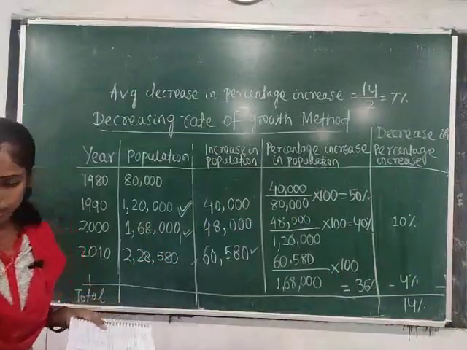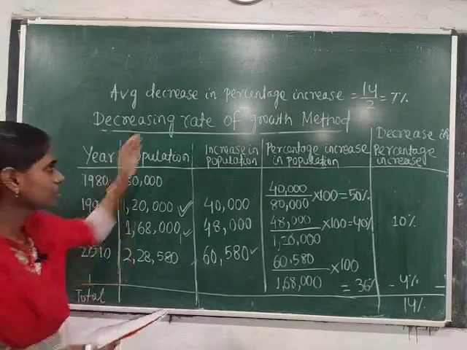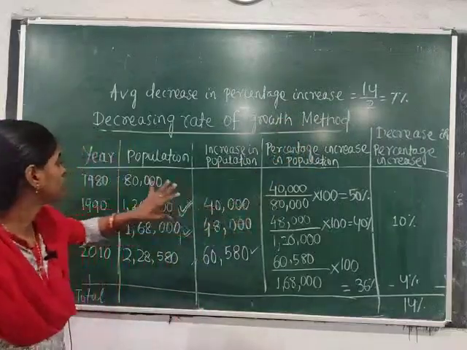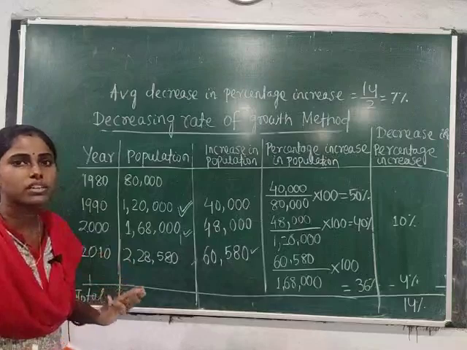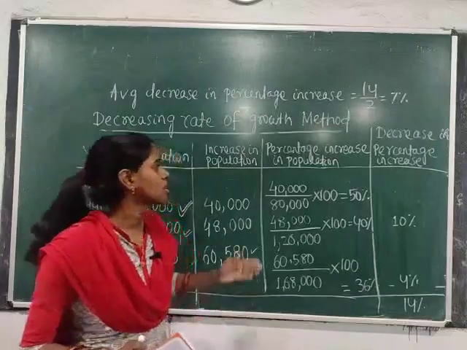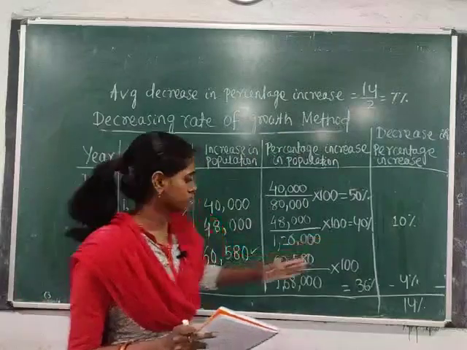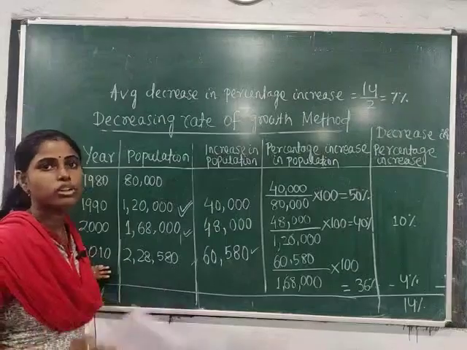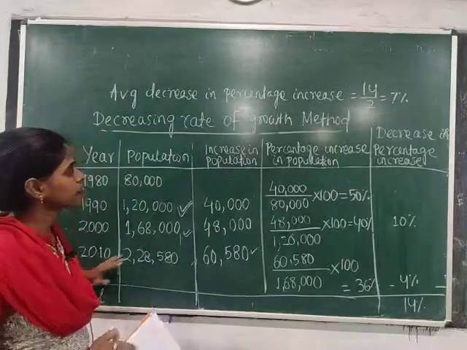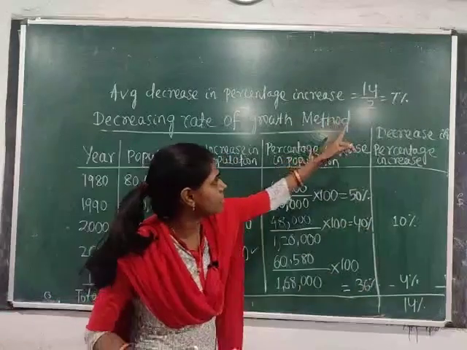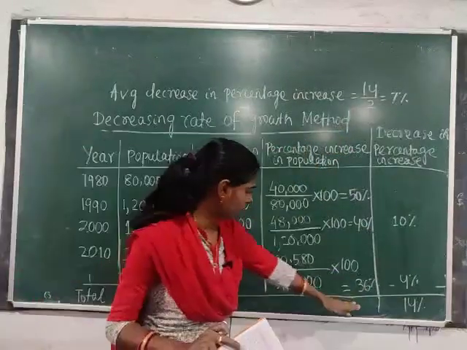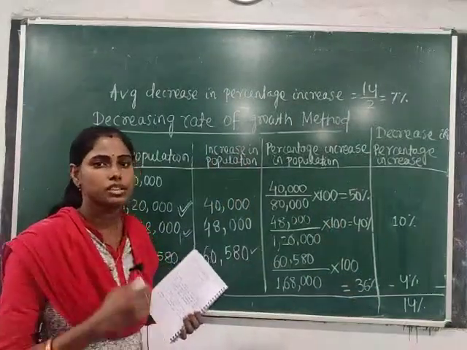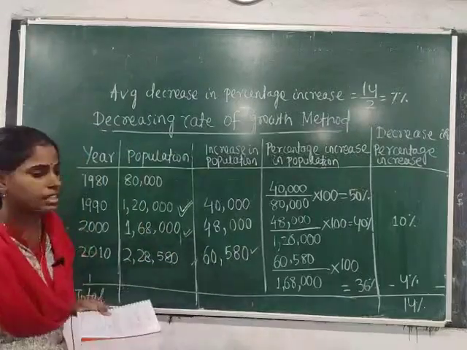Okay. As per the decreasing rate of growth method, this 7% average decrease will be subtracted from the latest percentage increase. We have the data of 2010 and it is asked to find out the population of 2020. So, for 2020, this one is the latest. That 7% average value will be deducted from this 36% in order to get the net increase in population for the next decade.